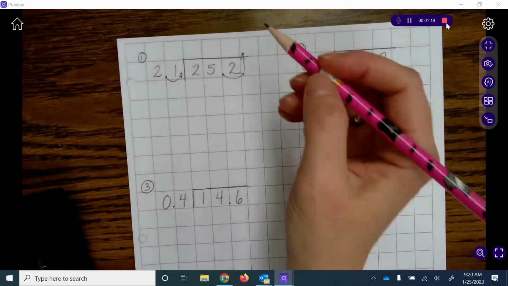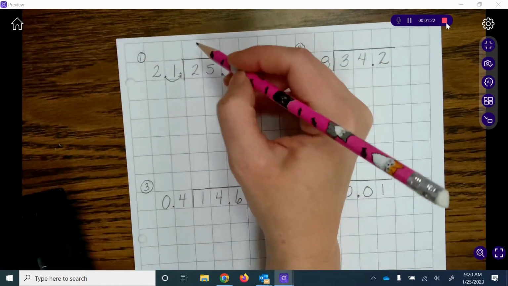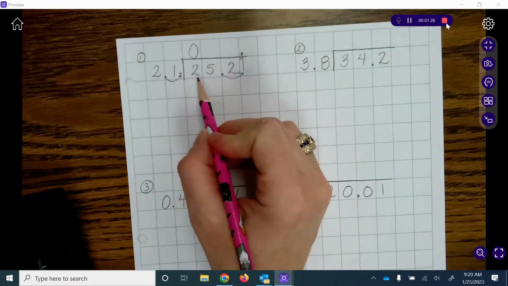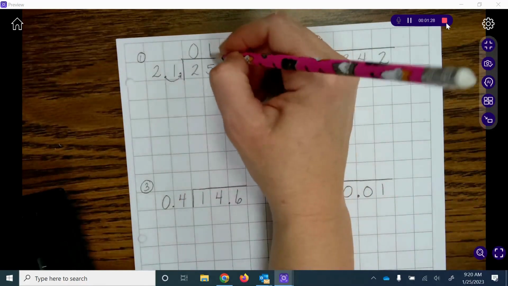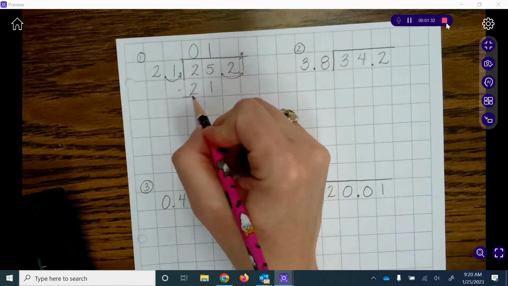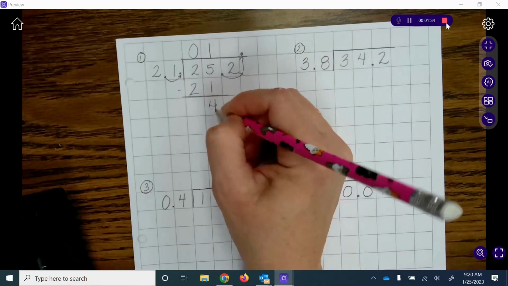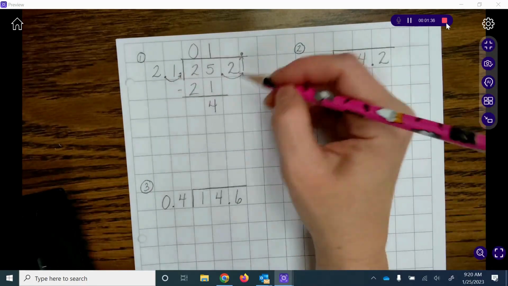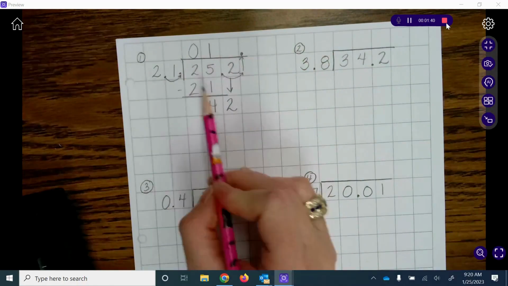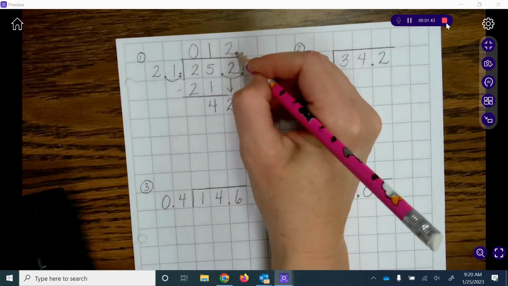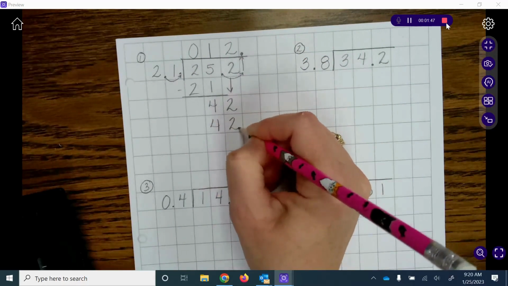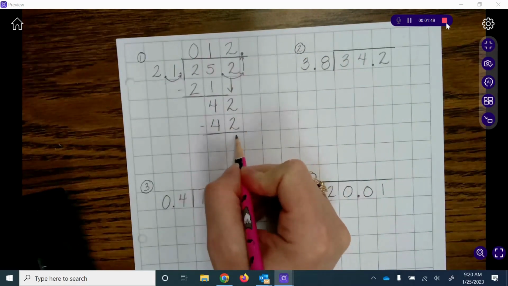Okay, now 21 cannot divide 2, so I write a 0 above the 2. 21 can divide 25 1 time, which is 21. I subtract and I get 4. 4 is less than 21. I can bring down the 2. 21 can divide 42 2 times. 2 multiplied by 21 is 42. I subtract and I have 0.